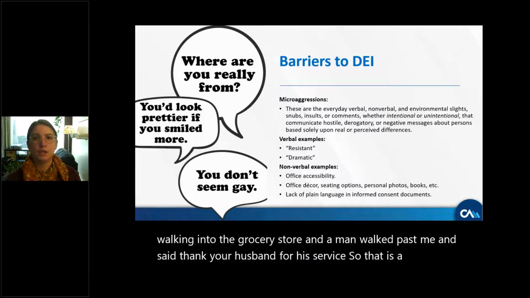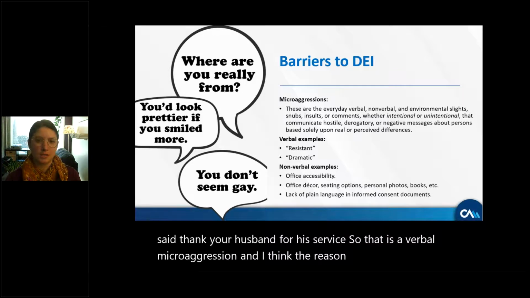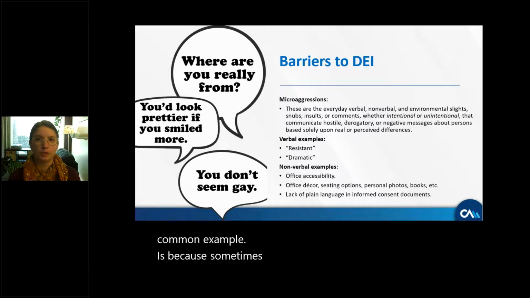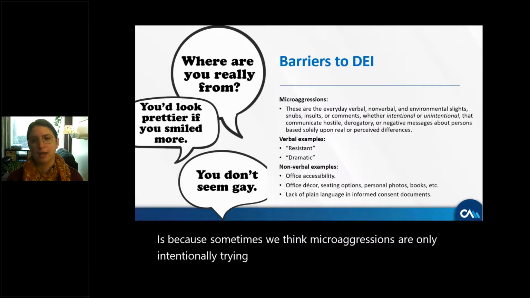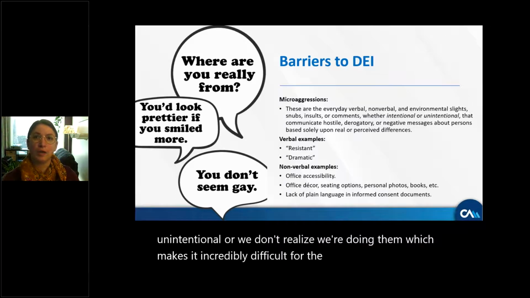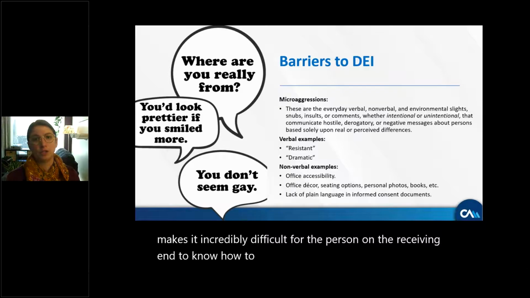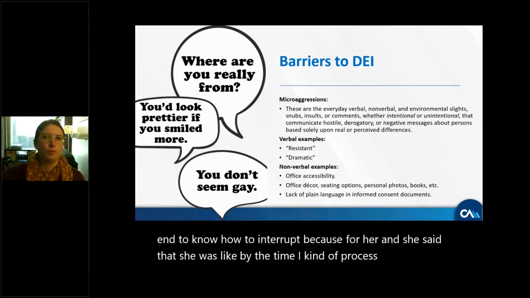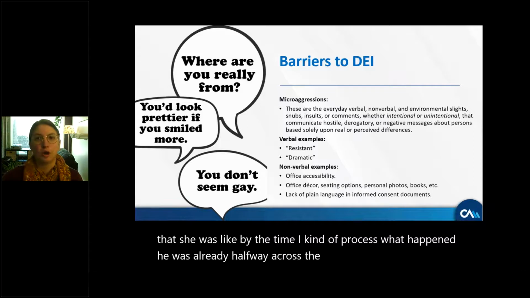I think the reason I use that as a common example is because sometimes we think microaggressions are only intentionally trying to hurt someone. And they are almost always unintentional, or we don't realize we're doing them, which makes it incredibly difficult for the person on the receiving end to know how to interrupt. Because for her, and she said this, by the time I processed what happened, he was already halfway across the parking lot, just continuing walking to his car.